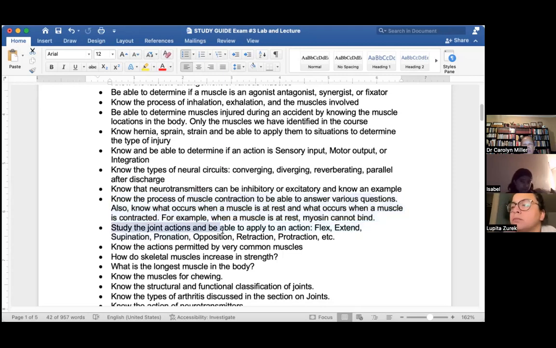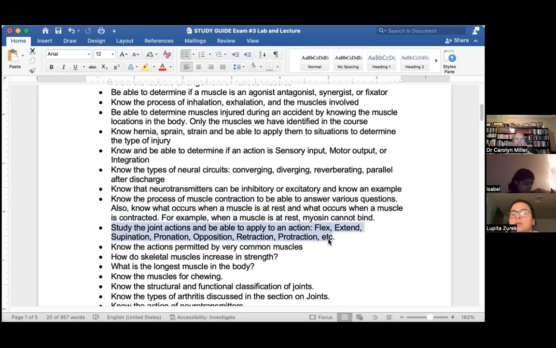And this is another one about the joint actions. Flex and extend, we talked about. Supination is drinking from a bowl of soup, and our hands are in the supine position, supination position, in anatomical position. Pronation is just the opposite of supination. And remember, supination, drinking from a bowl of soup. The opposition movement is when you can put each of the other fingers to the thumb. Retraction and protraction are opposite movements. Protraction is pouting.